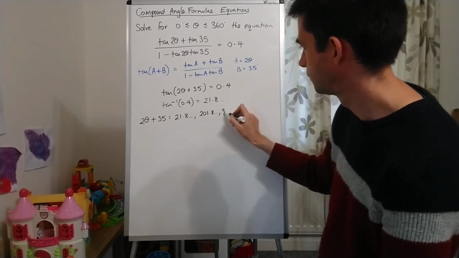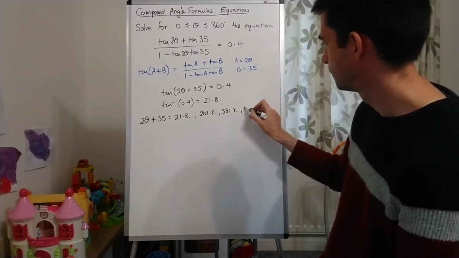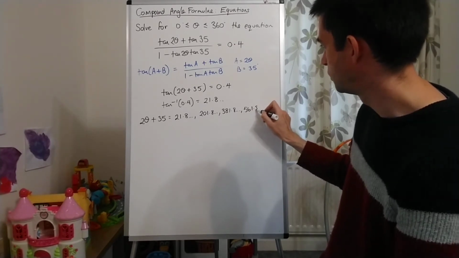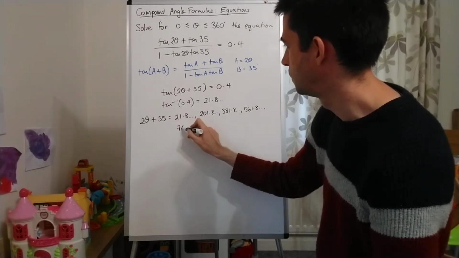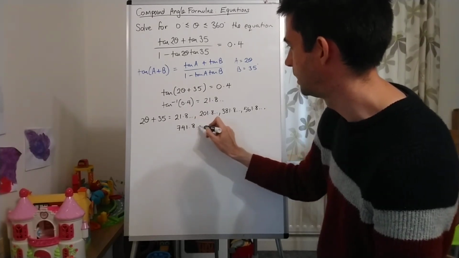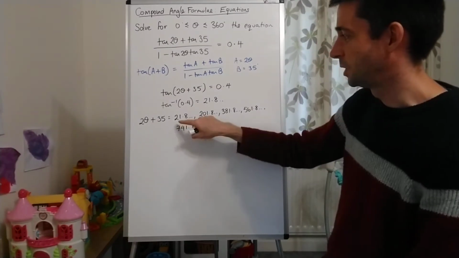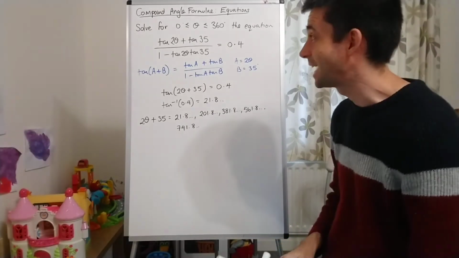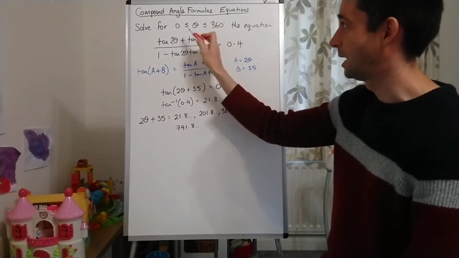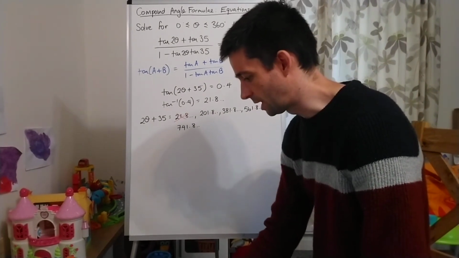201.8, 381.8, 561.8 and 741.8. You'll see why I'm going this way in a minute. It's because when I subtract 35 from 21.8, I'm going to get a negative result, which will be outside my range of 0 to 360. So I'm going to be ignoring that one.